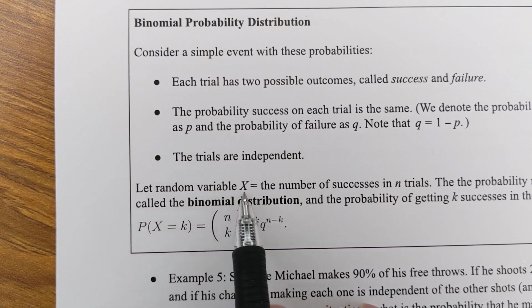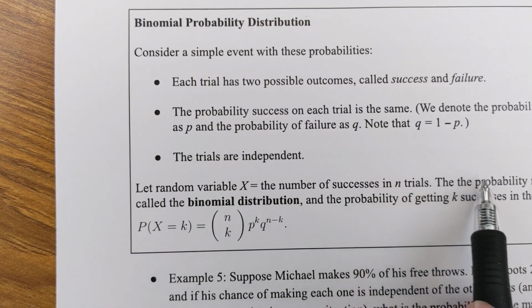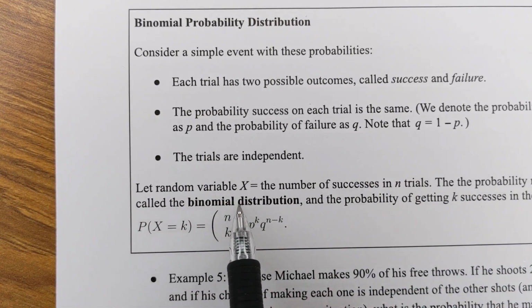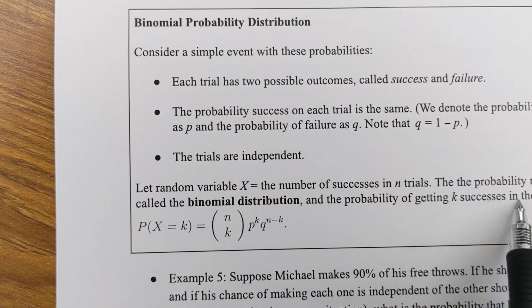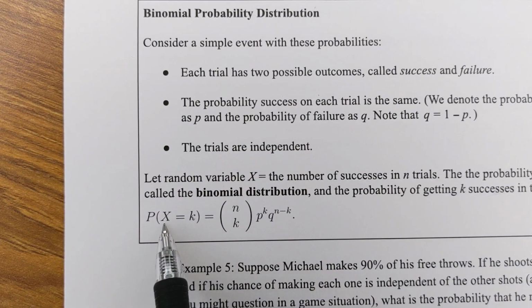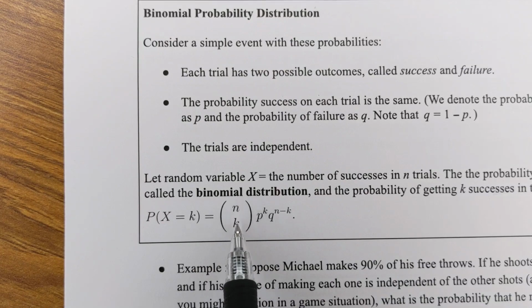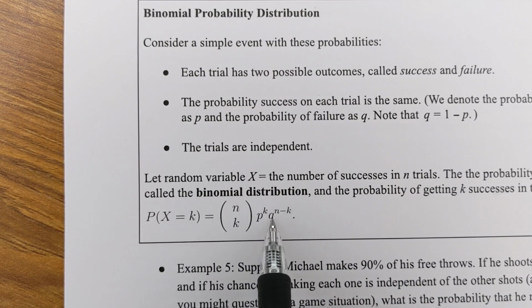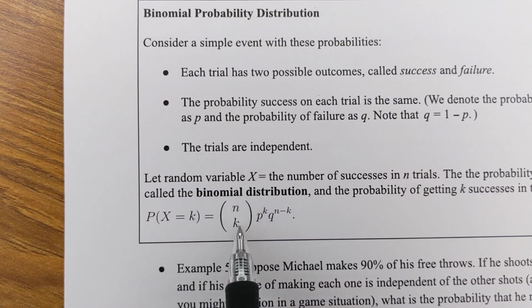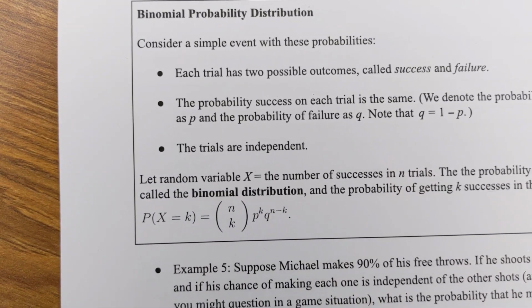So let the random variable x be the number of successes in n trials. The probability model for x is called the binomial distribution. The probability of getting k successes in the n trials is given by this. So x is successes, I want that many. So it's n choose k, p to the k, q to the n minus k. So p to the k is probability of success. You want k successes. n minus k is the number of failures you have, because you're doing it n times. If k are successes, n minus k is your failures.